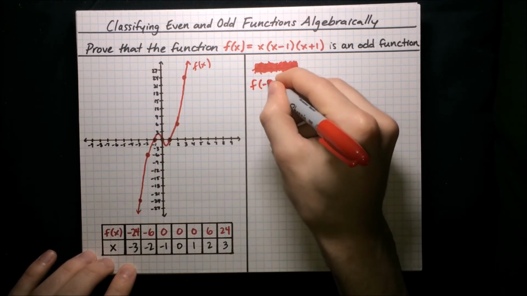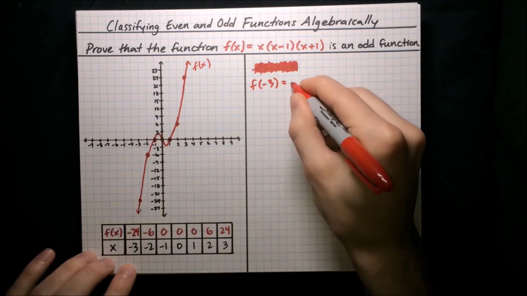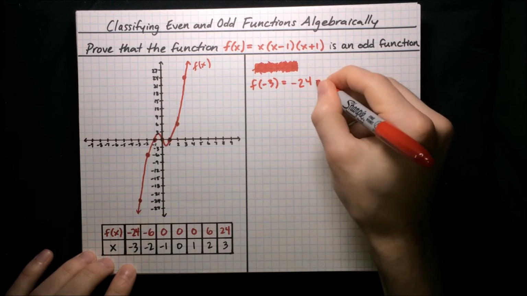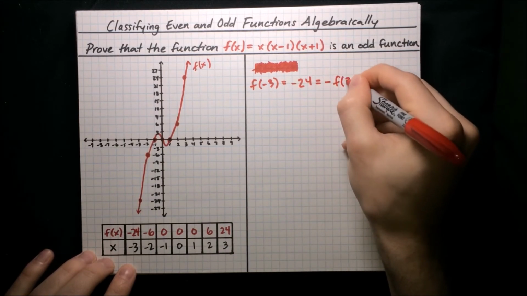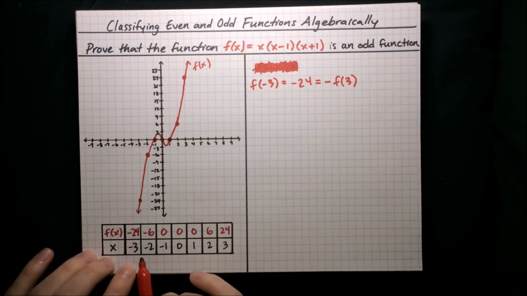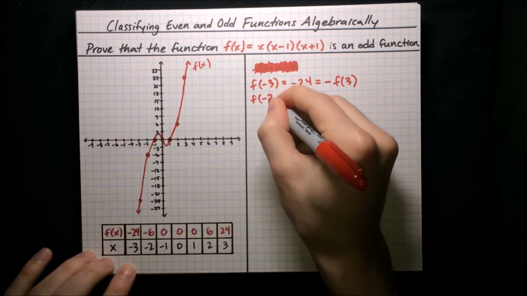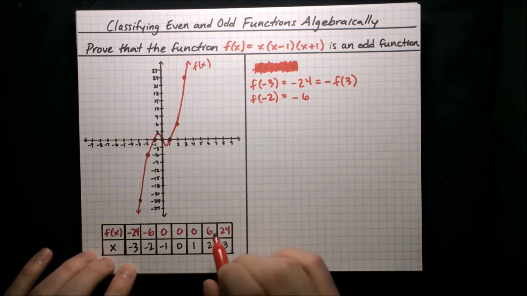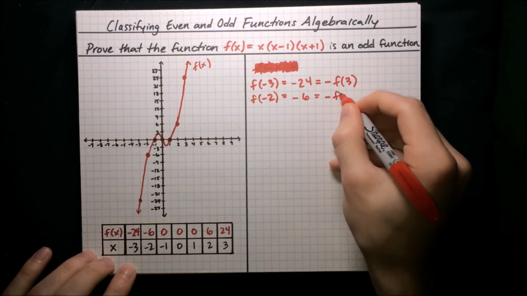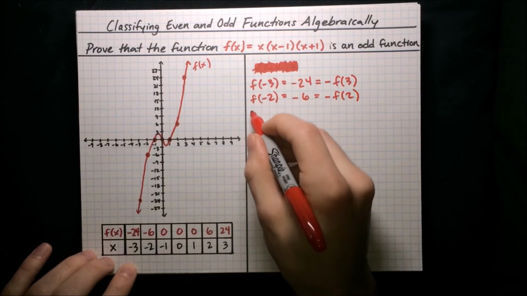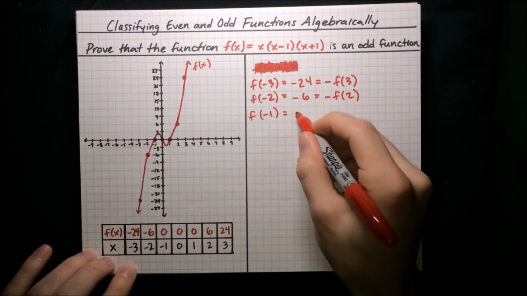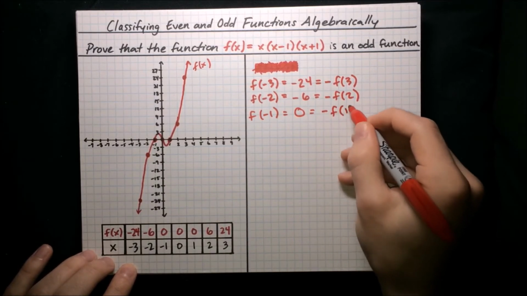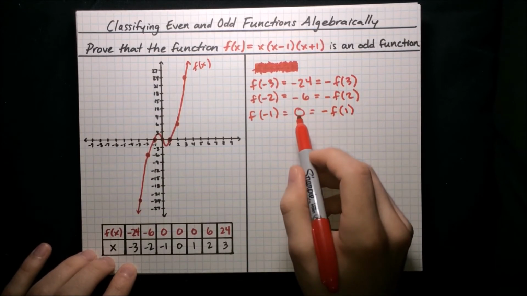F of negative 3 is equal to negative 24. And 24 is just the output when we plug in 3 for x. So f of negative 3 is just equal to negative f of 3. And it's the same idea with negative 2 for x. F of negative 2 is equal to negative 6. And 6 is just the output when we plug in 2. So that's equal to negative f of 2. And you can also see f of negative 1 is equal to 0, which is the same as negative 0, so that's equal to negative f of 1. That case is a little bit less interesting, but it does still fit into the pattern that we're seeing.